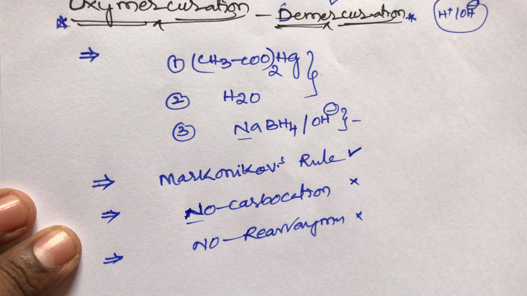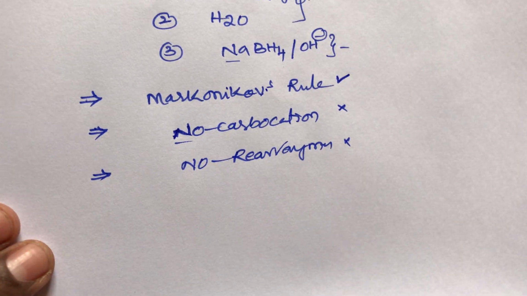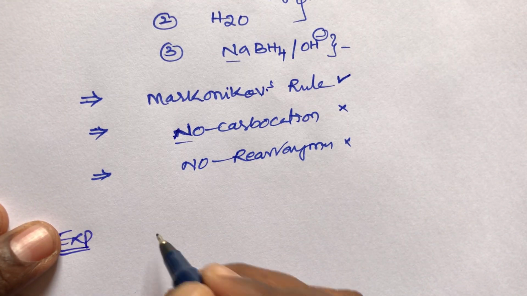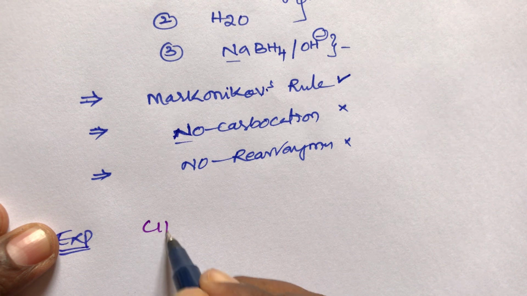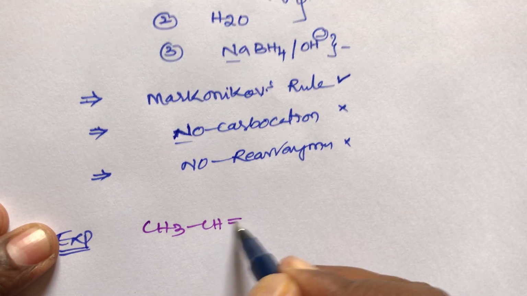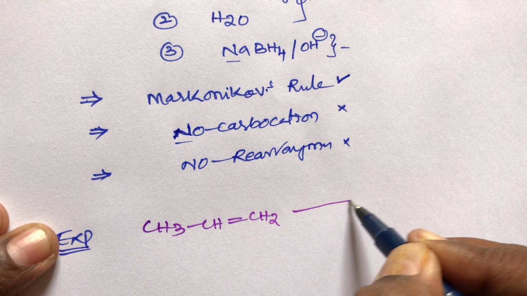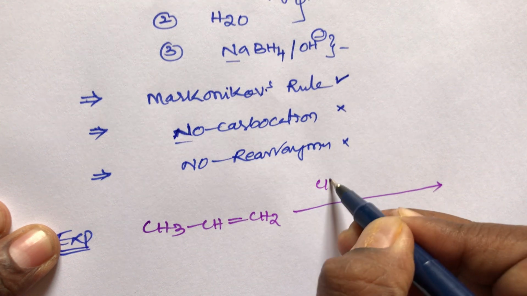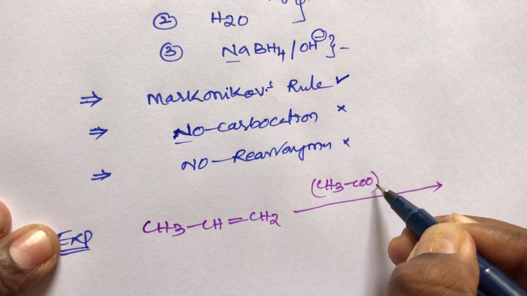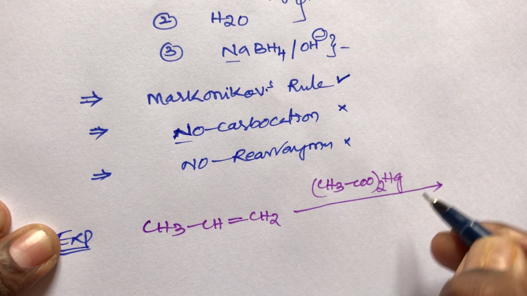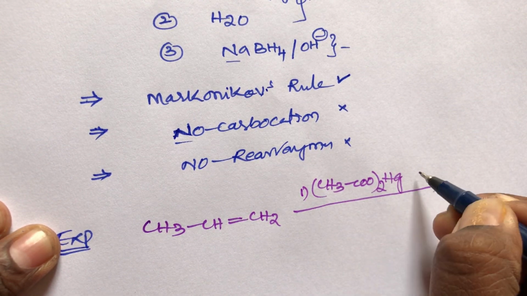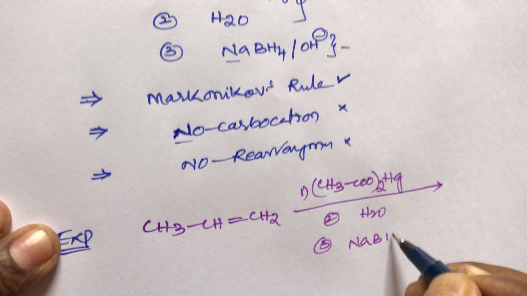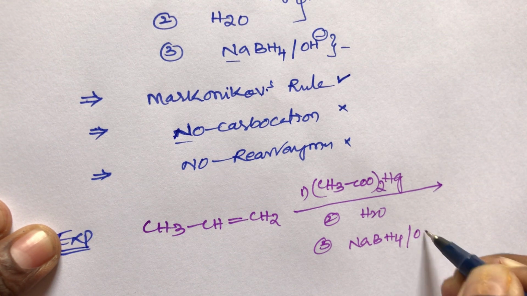Now this is the main important condition, student. Now take the example of oxymercuration, demercuration. Take 1-propene, CH3CH=CH2. The reagents are mercuric acetate, (CH3COO)2Hg, first, then water, and third, sodium borohydride, a reducing agent in the presence of basic medium.